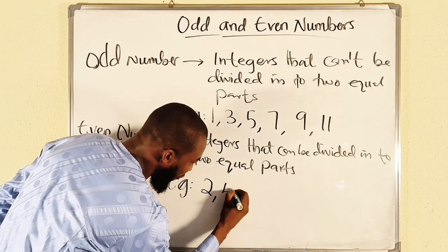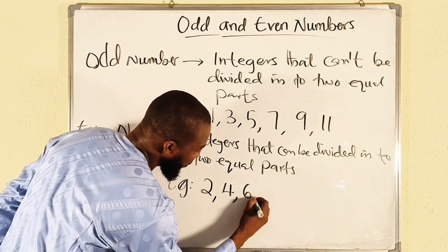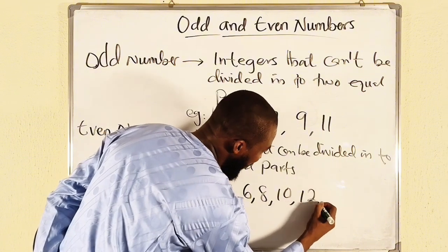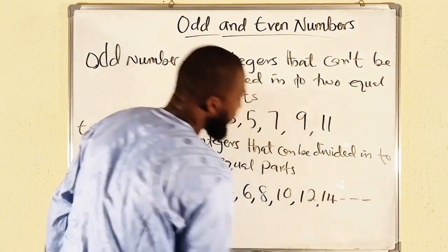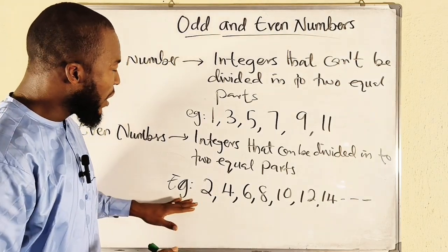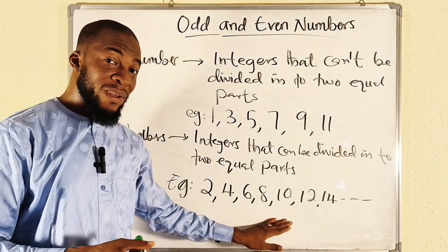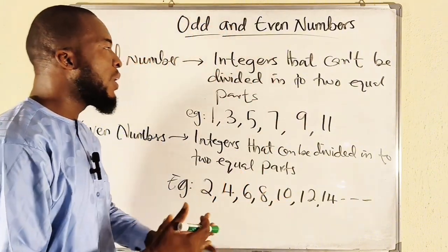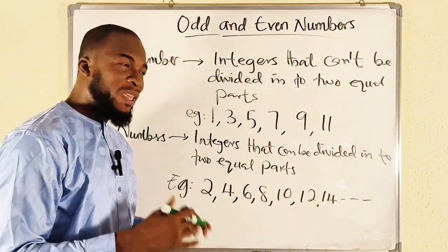You jump 1, you go to 4. Jump 1, you go to 6. Jump 1, you go to 8. We have 10, we have 12, we have 14, and so on. These are the examples of even numbers. But what if you have a bigger number? How can you determine whether that number is odd or even?